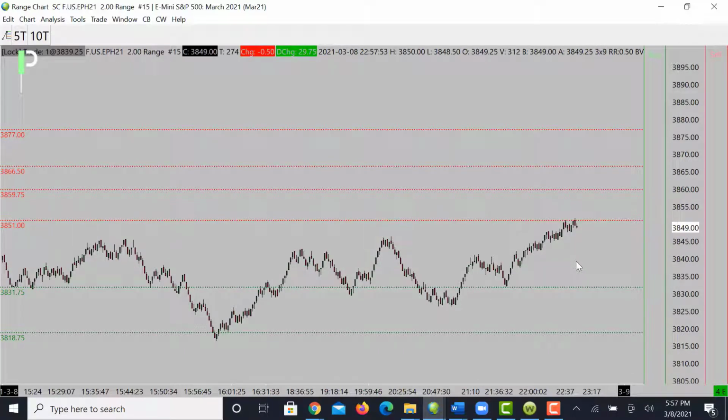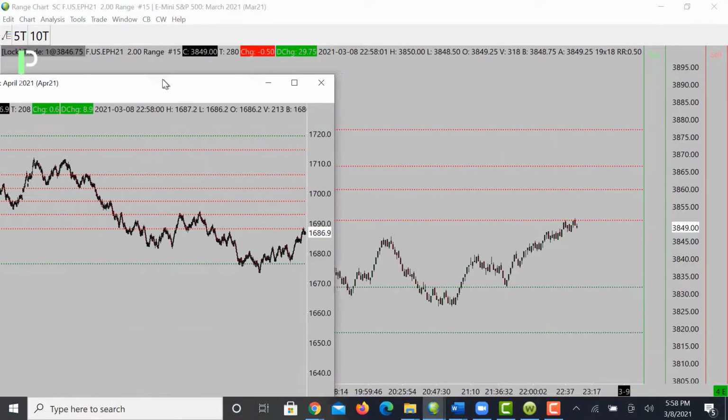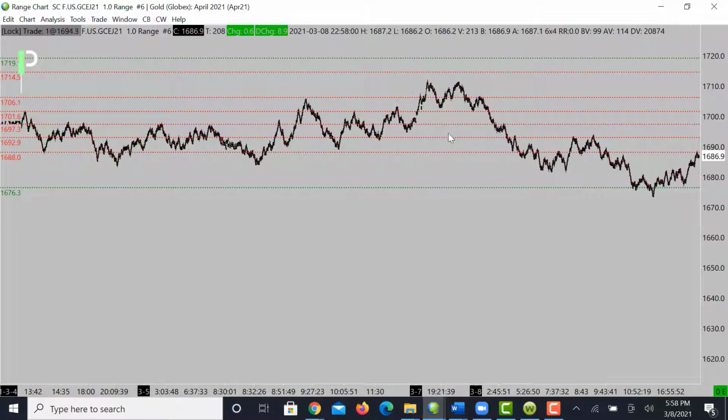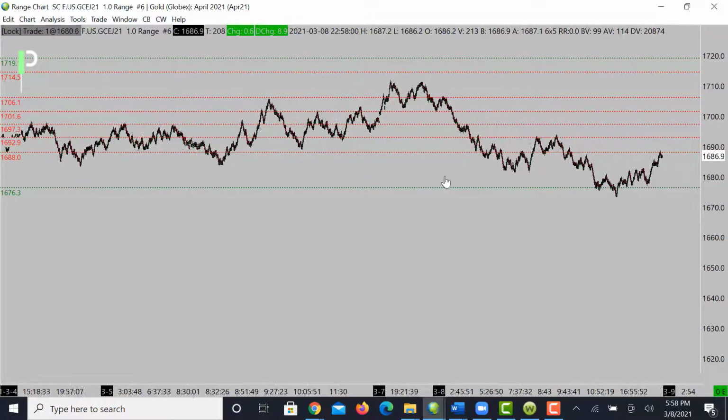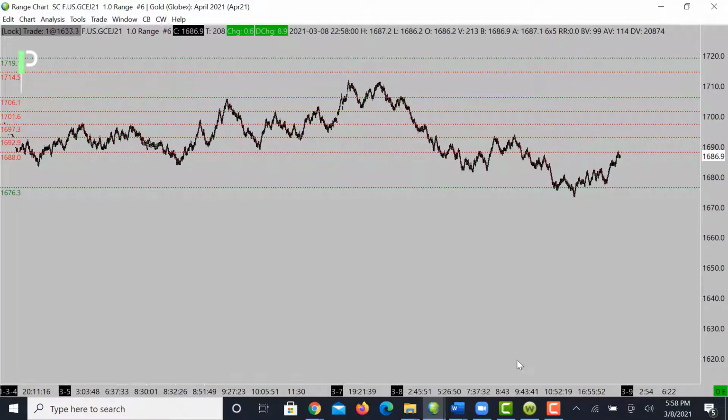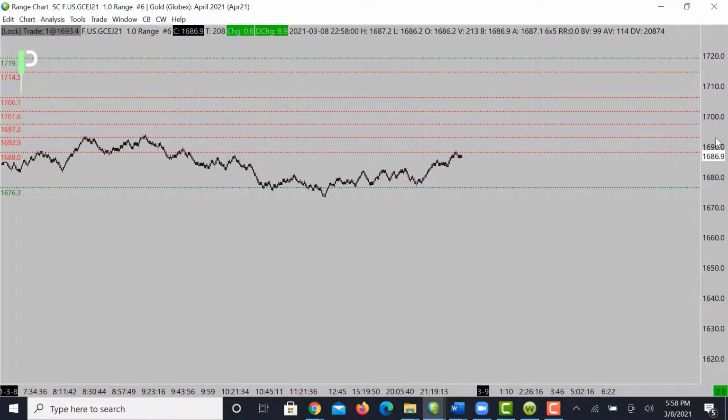So we'll look out for that. Let's take a look at gold here real quickly, give you guys some levels on gold. Gold, we did have another nice downtrend movement. You can see we're trying to pull back.